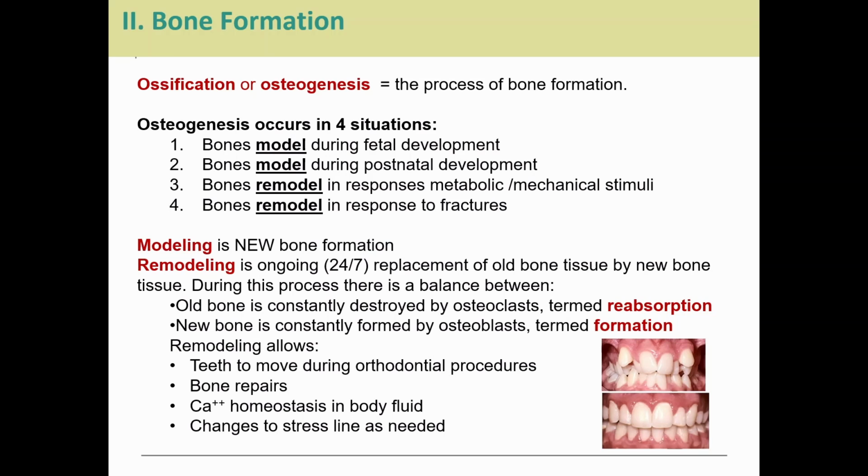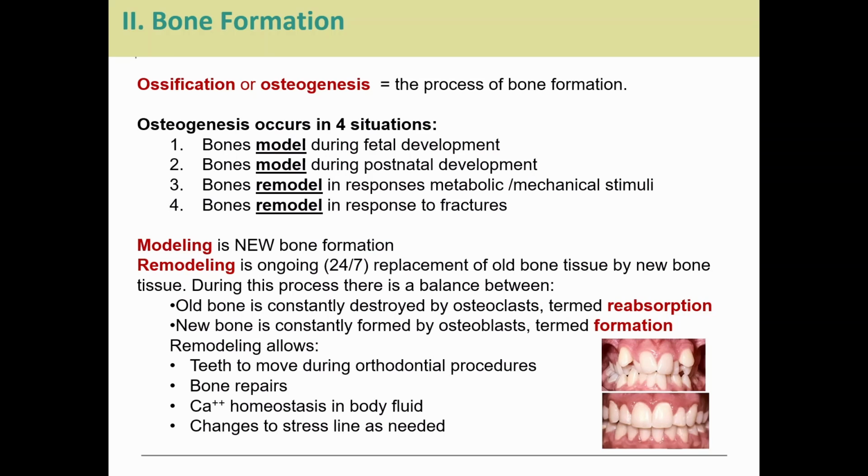It's just the making of bone, right? Making bone. So we will form a bone, we'll go through ossification or osteogenesis in 4 different situations. One, we need bones to model during fetal development because we need to actually make bones. Number 2, we need to model bones during the postnatal development, so as we get older. So just normal development. We remodel bones in response to metabolic and mechanical stimuli.